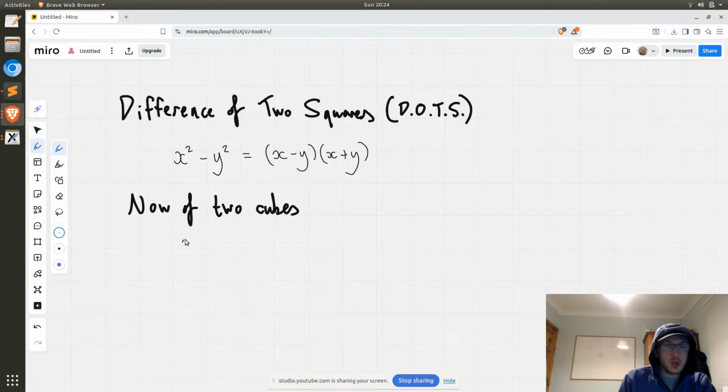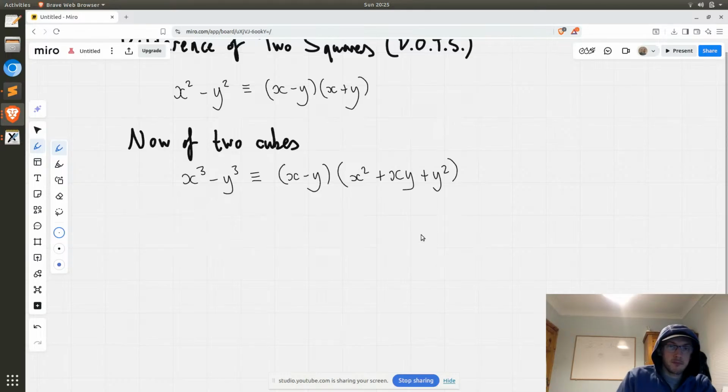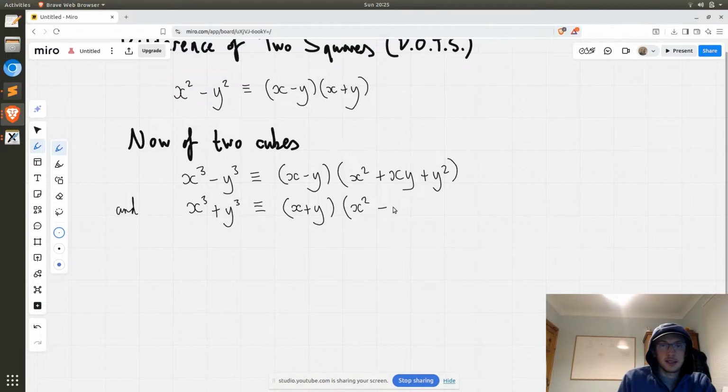A difference of two cubes is an identity to be learned. x take y times x squared add xy add y squared. And we also have the sum of two cubes, which goes x cubed add y cubed is identical to x add y times x squared take xy add y squared.